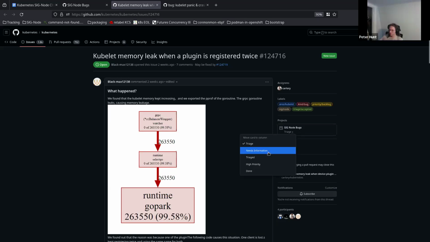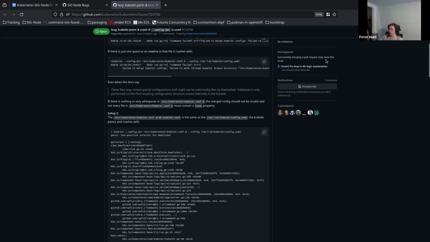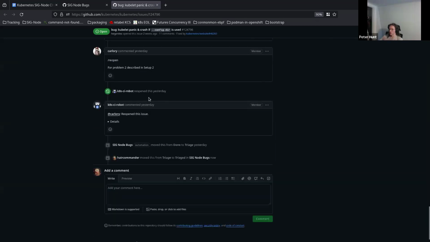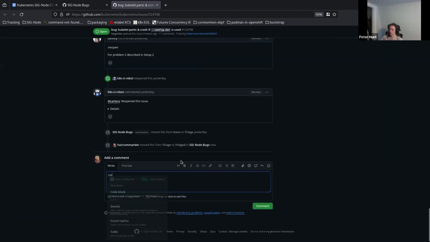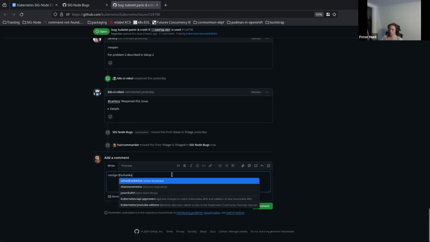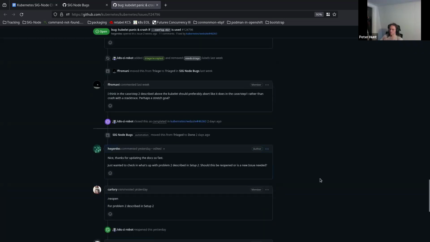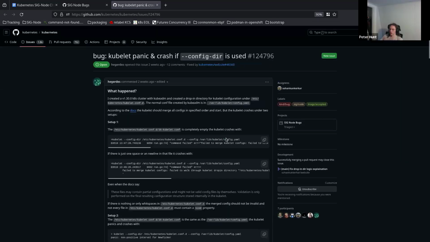Monday. Okay. Kubelet panic if configure. Oh, we're looking at this. I think Sohan is looking at this. So I'm going to triage this. There's another issue there. So for the second case, he's looking at this.